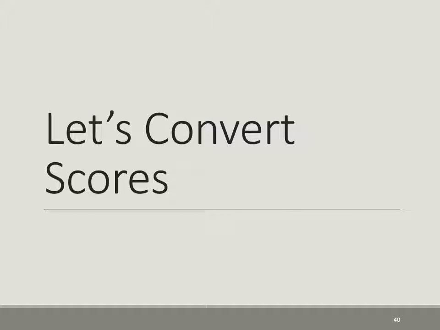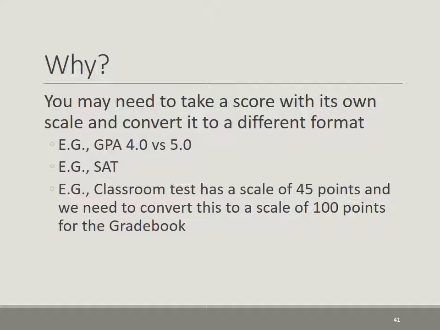Okay, so when we start talking about converting scores, you might wonder why. Why do we need to do that? And the answer is not everything is on the same sort of easy to understand mathematical grouping system. So if we have things like a GPA that's got a 4.0 or 5.0, how do we convert that then to our school's version of that? Or how do I convert my classroom test that has a scale of 45 points to a 100 point for the gradebook? And this is where we start thinking about the conversion formula and our raw scores.